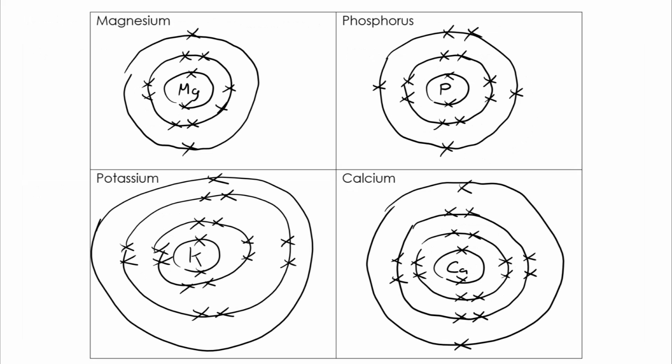And you can see here, magnesium has got 12 electrons, so 2 go in the first shell, 8 go in the second shell, that leaves 2 to go in the third shell. And magnesium is in group 2, so we'd expect 2 in the outer shell. Phosphorus is in group 5. There are 5 in the outer shell because it goes 2, 8, 5. Potassium is in group 1 and its electron configuration is 2, 8, 8, 1. And calcium is in group 2 and its electron configuration is 2, 8, 8, 2. So we're reinforcing the idea that group number also tells us how many electrons are in the outer shell.